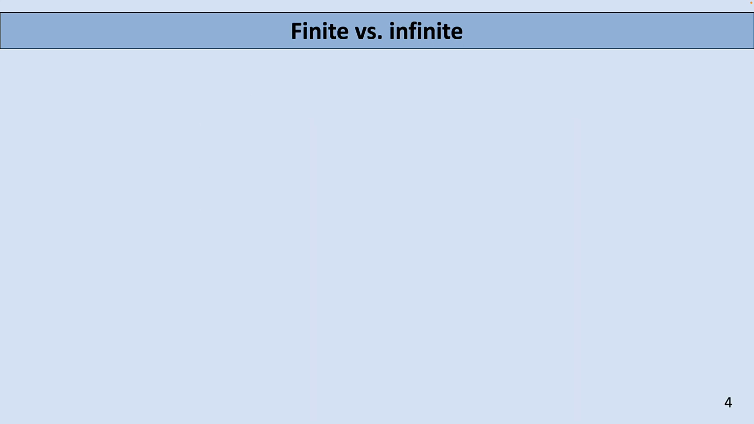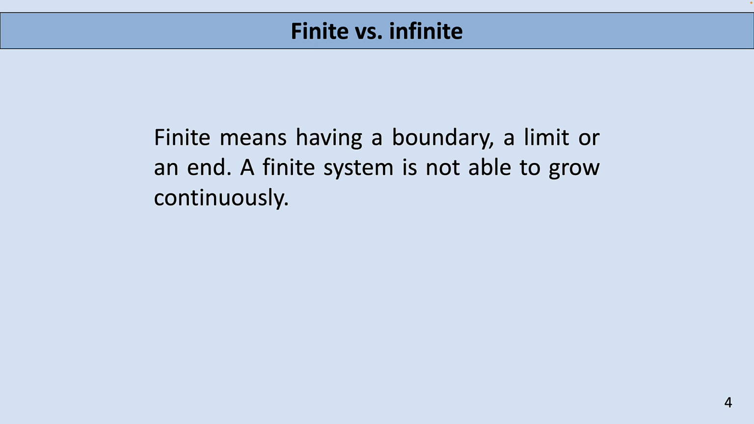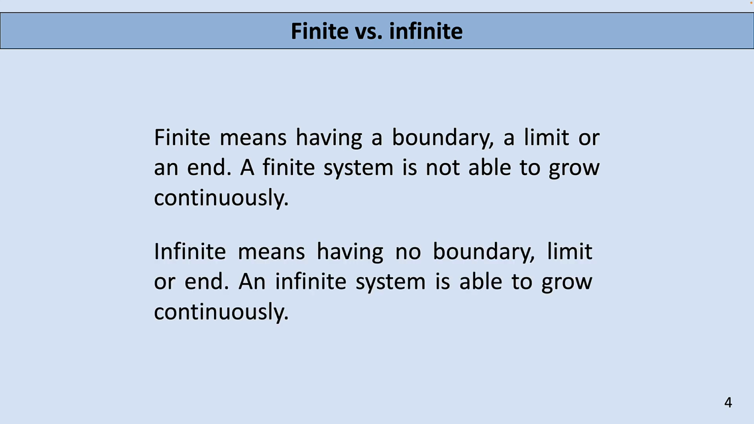Finite versus infinite. Finite means having a boundary, a limit, or an end. A finite system is not able to grow continuously. Infinite means having no boundary, limit, or end. An infinite system is able to grow continuously.